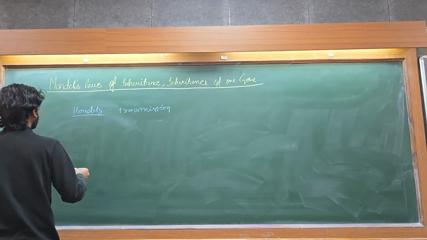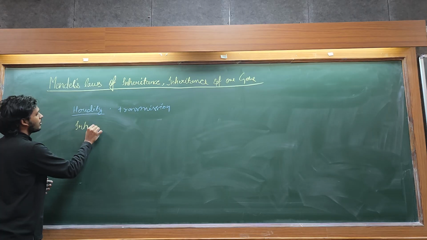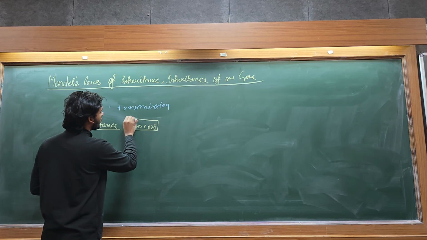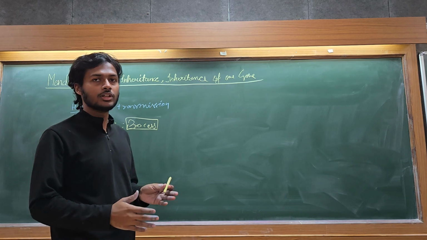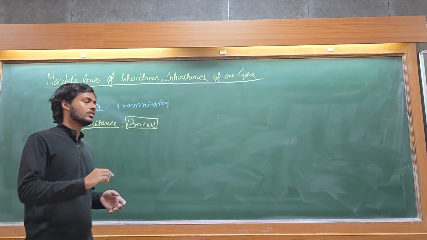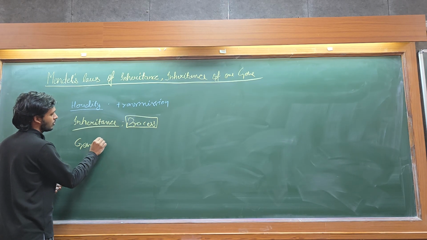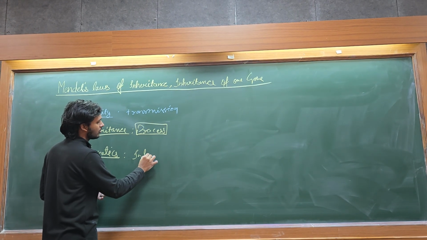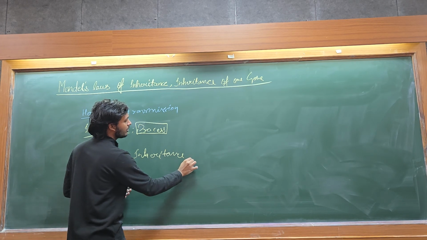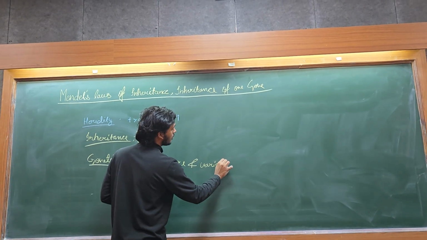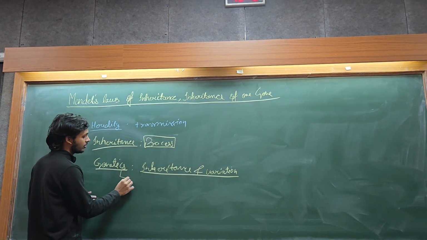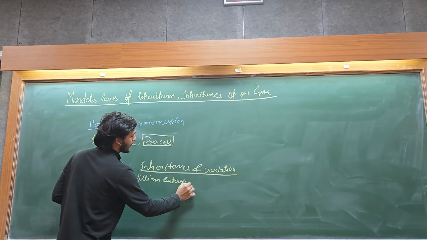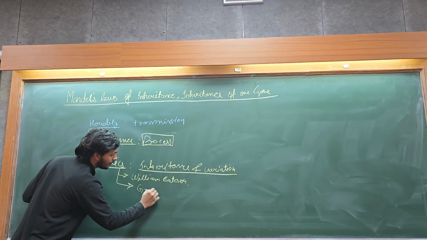The second term is inheritance. It is a process through which characters are transmitted from parents to their next generation. The next term is genetics. It is the branch of biology that deals with the study of inheritance and variations. This term was given by scientist William Bateson, and the father of genetics is Gregor Johann Mendel.